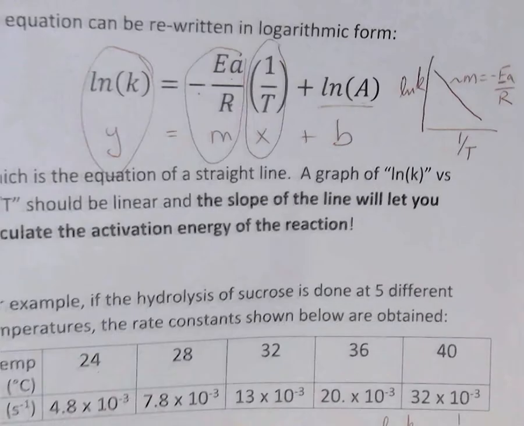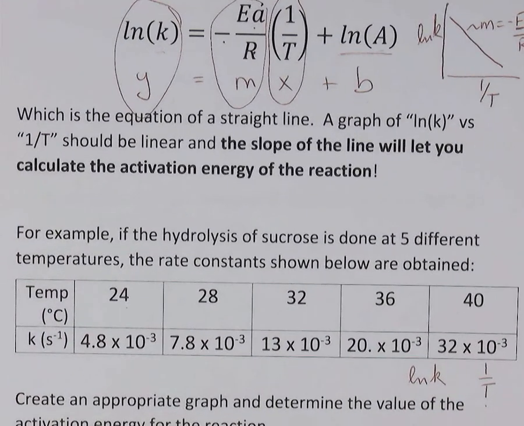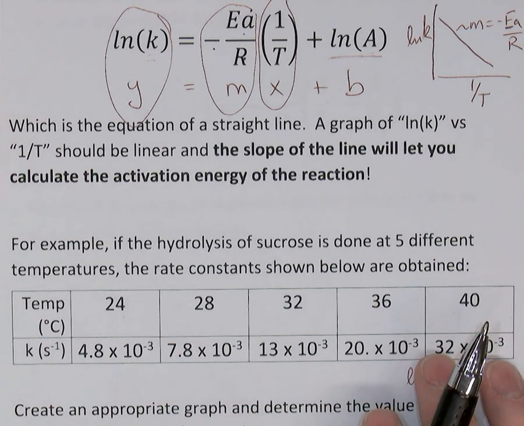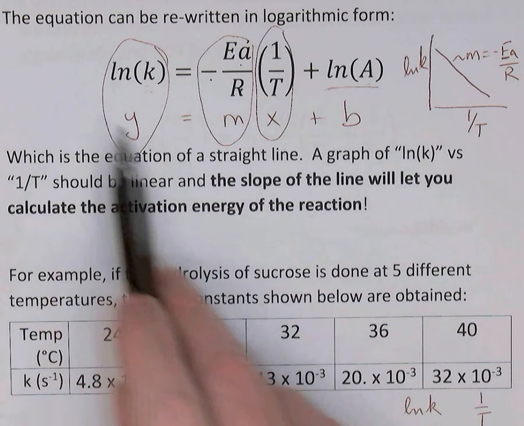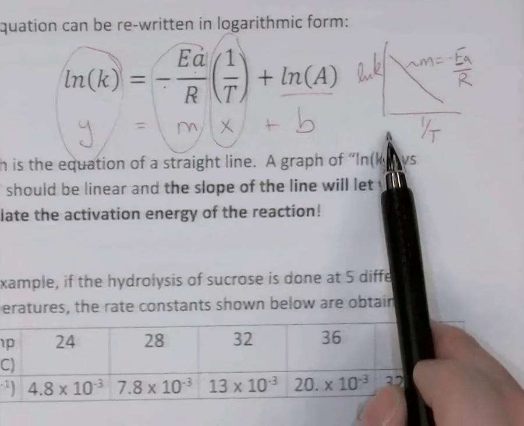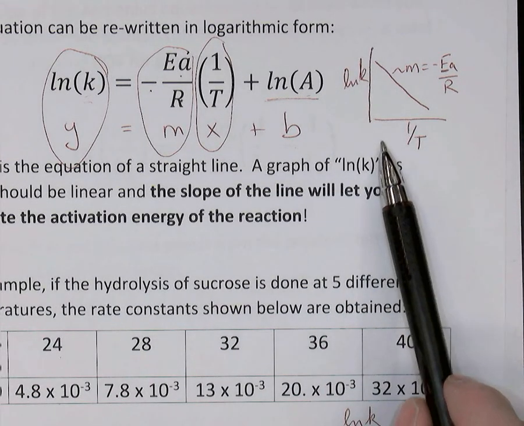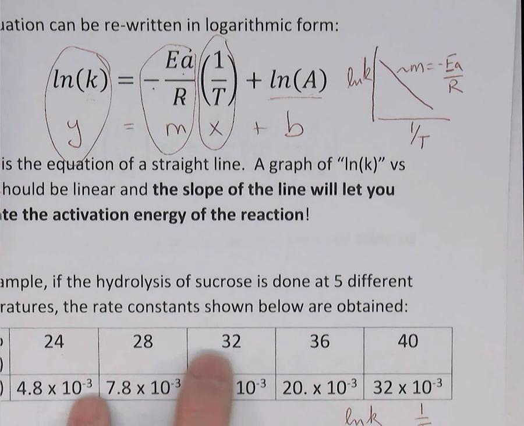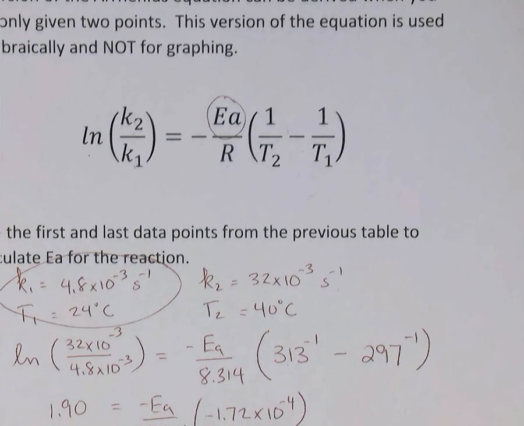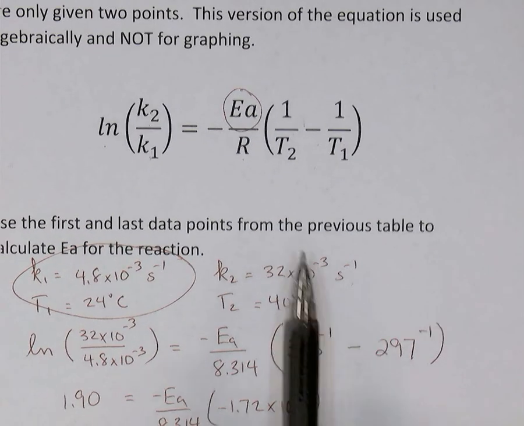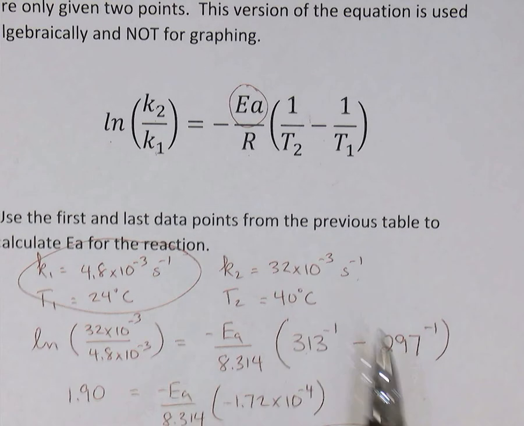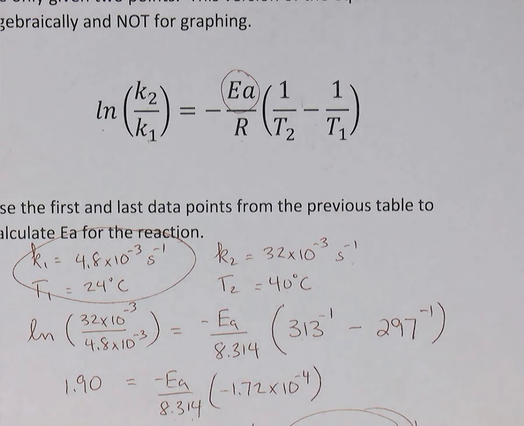So just to recap, if you have a data table like this and you're given several rate constants at several different temperatures, then you want to use this form of the Arrhenius equation and your graphing calculator to graphically determine the activation energy. If, on the other hand, you're given only 2 points and asked for an activation energy, then you want to use this 2-point version of the formula, and you could also use that formula to calculate things like a rate constant or a temperature.